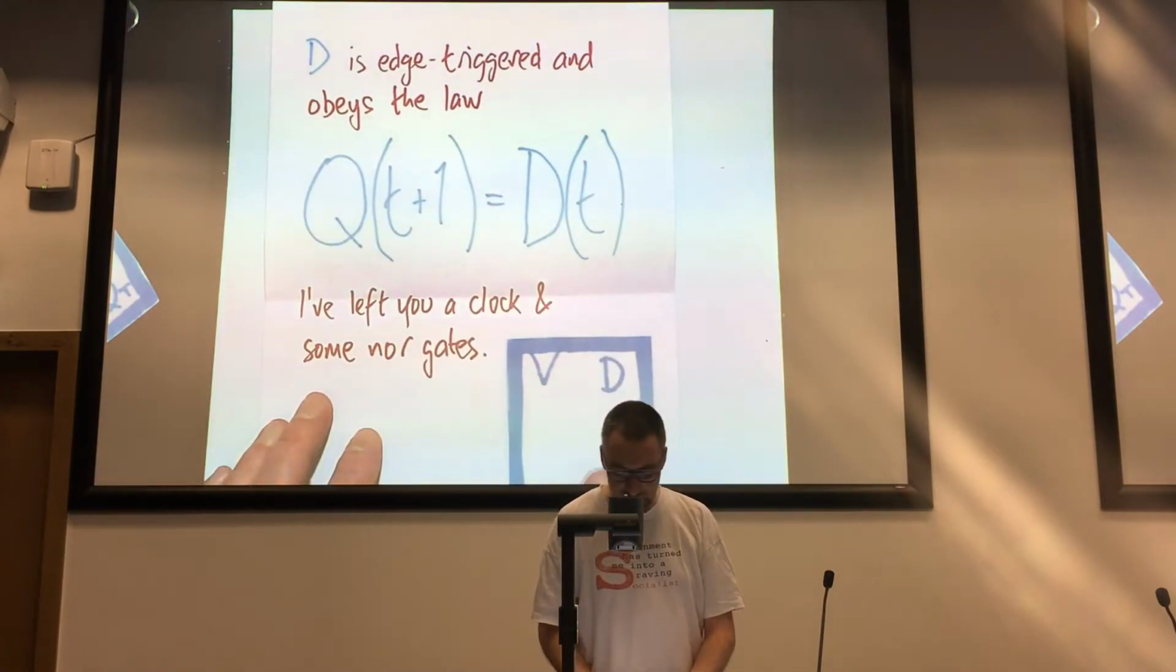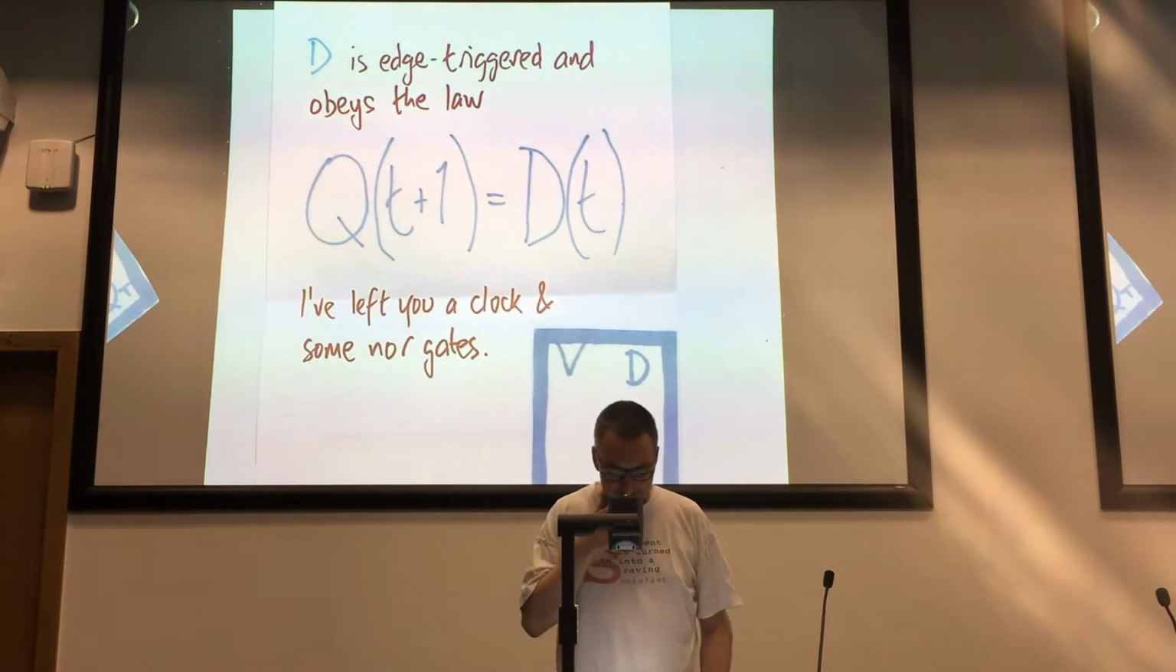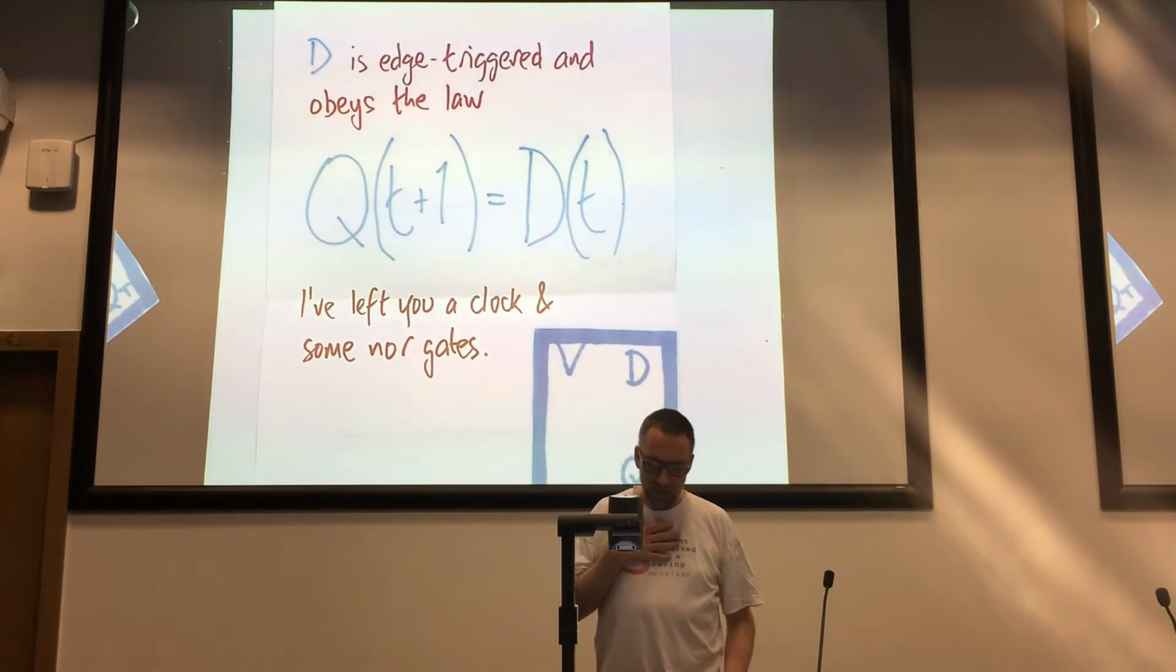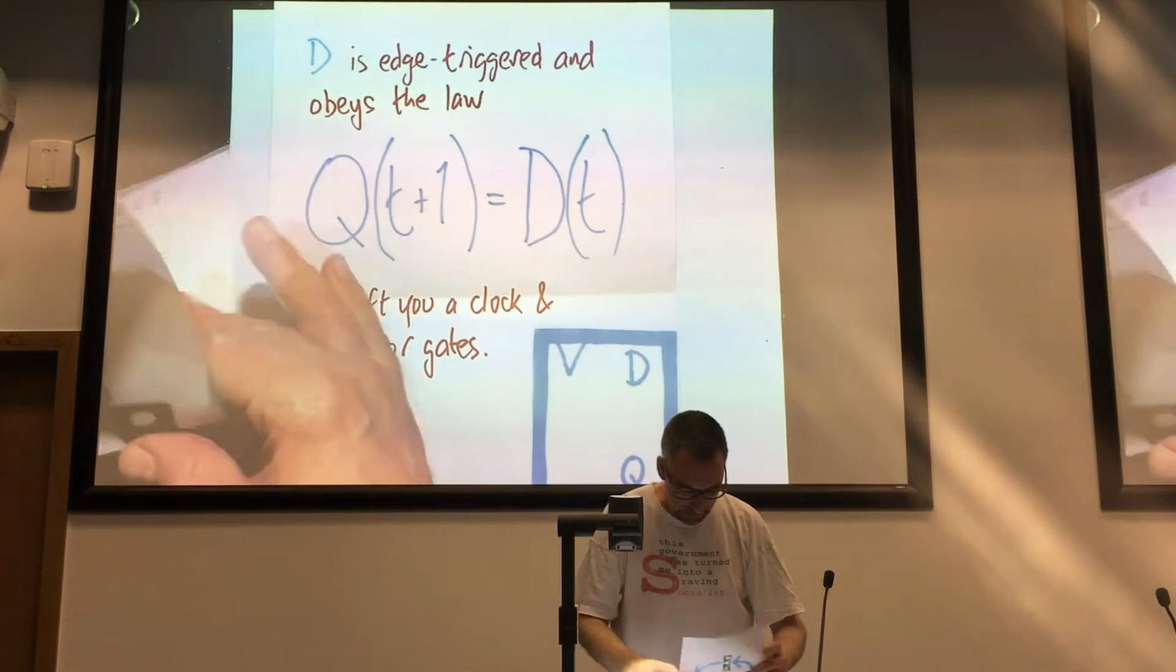D is edge triggered and obeys the law. Q of t plus 1 equals d of t. I've left you a clock and some NOR gates.